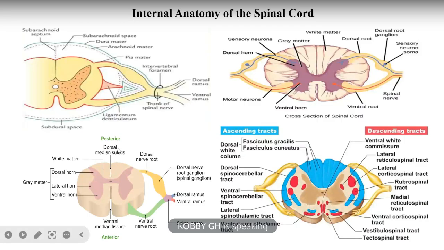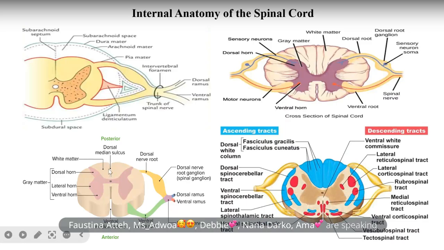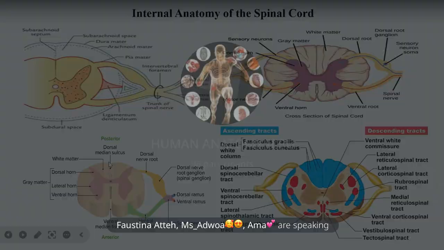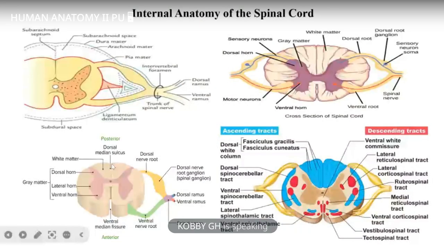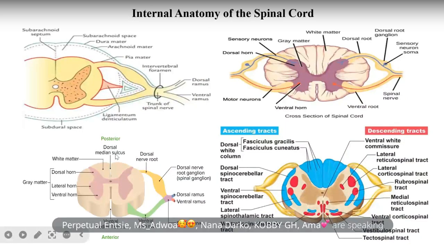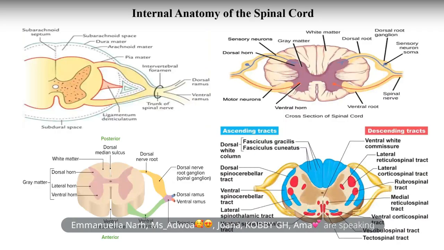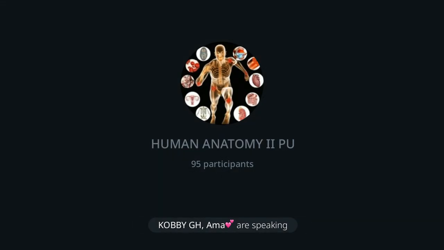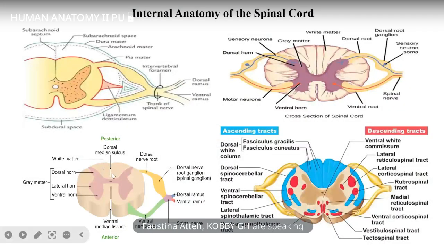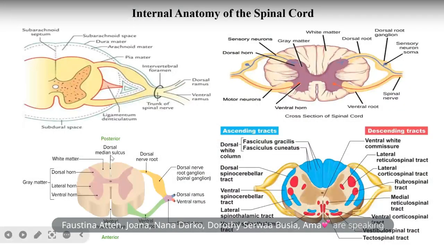So here we have the dorsal median sulcus. Say dorsal median sulcus. Median sulcus. Say it again. Dorsal median sulcus. The last time. Say dorsal median sulcus.